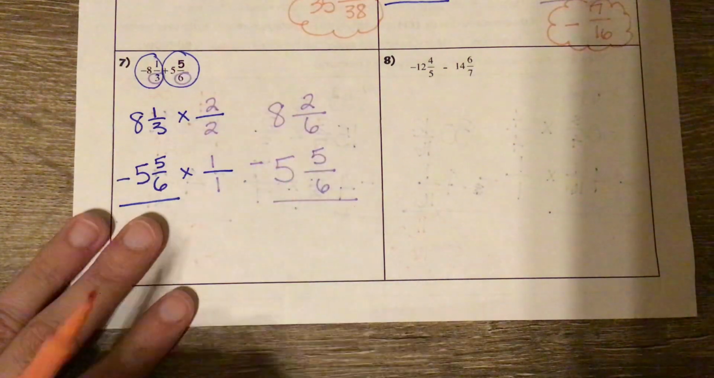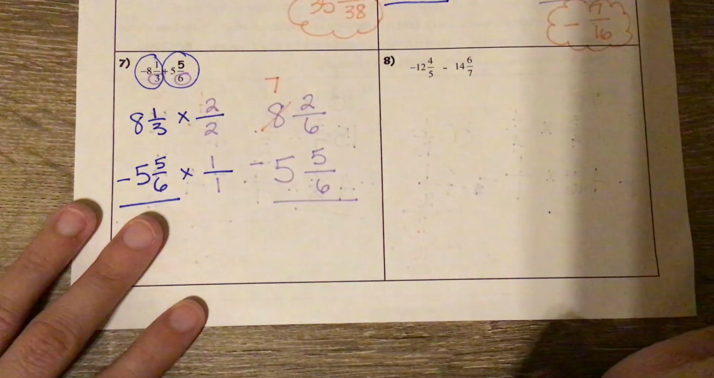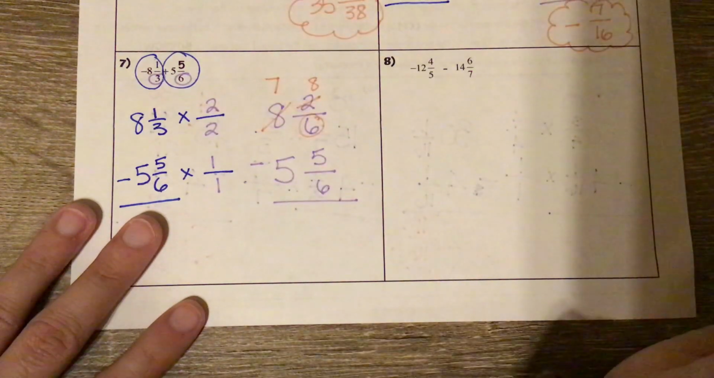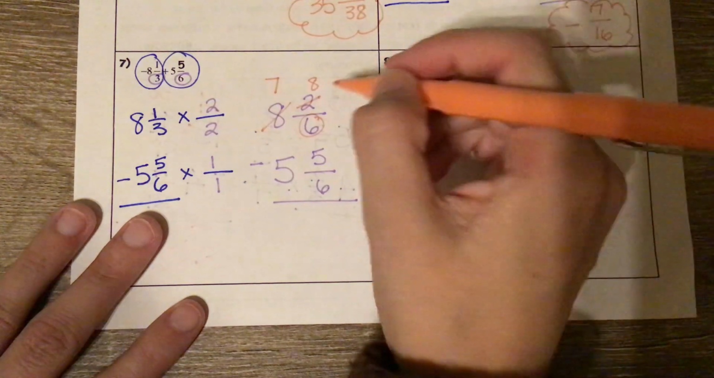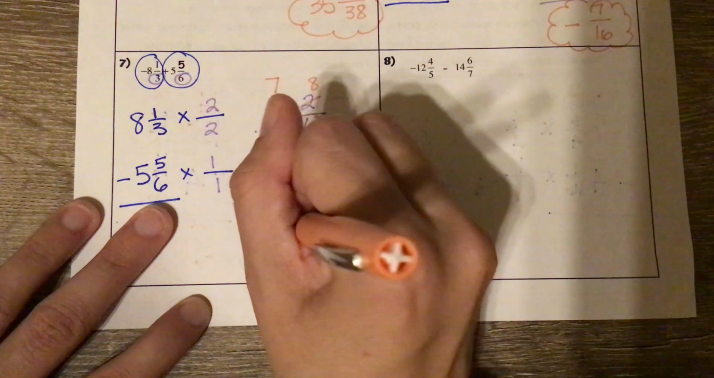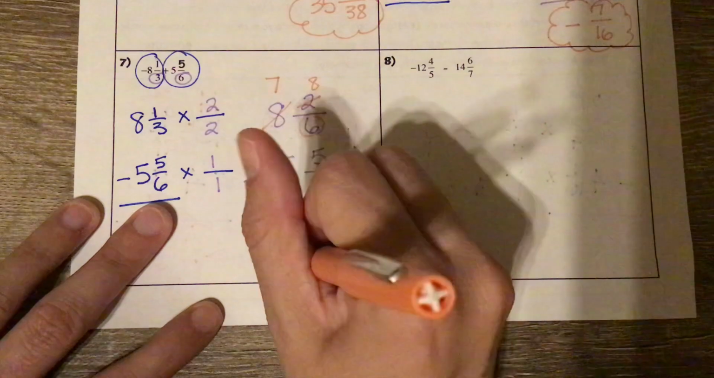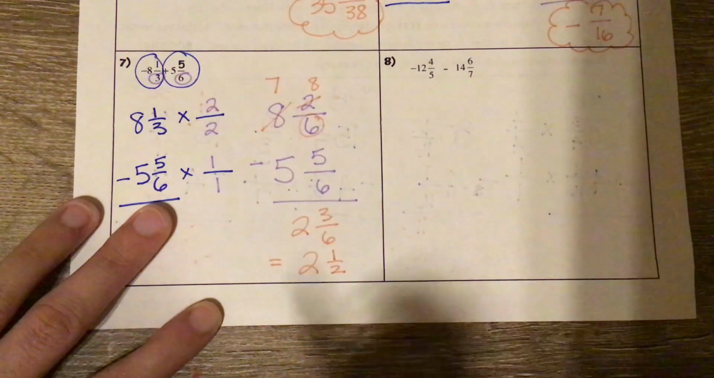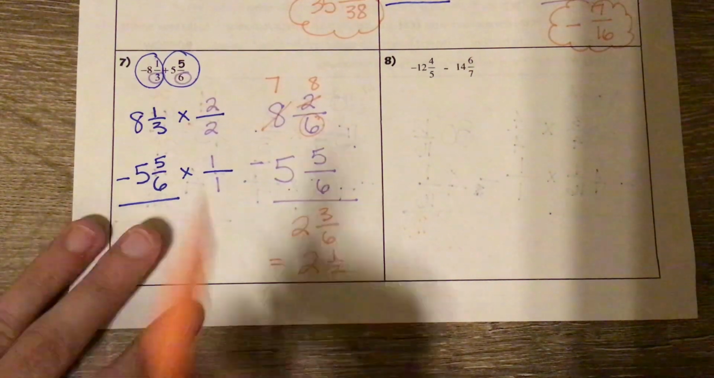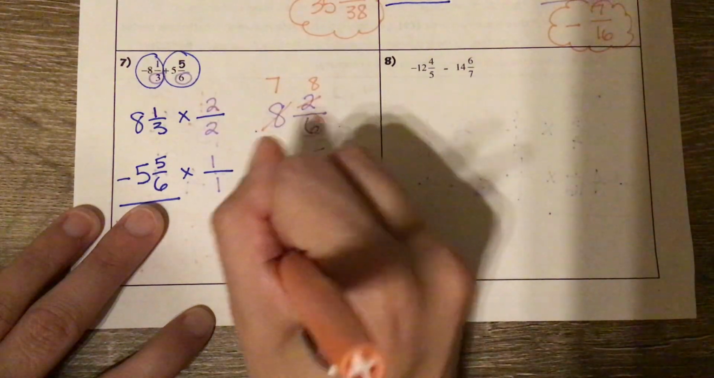We can't do 2 minus 5, so we have to borrow. Our 8 becomes 7. And then we add our denominator. 6 plus 2 is 8. Now we can subtract. 8 minus 5 is 3/6. 7 minus 5 is 2. You might realize that 3/6 simplifies to 1/2, so we get 2.5. Now we have to go back to our original problem to decide, is it positive or negative? Our bigger absolute value is negative. There's more negatives, so this is a negative result.